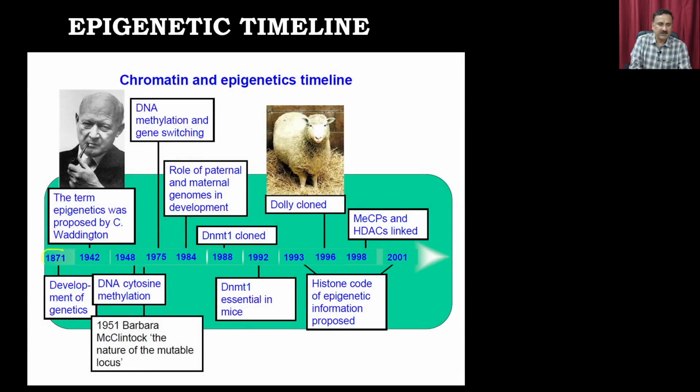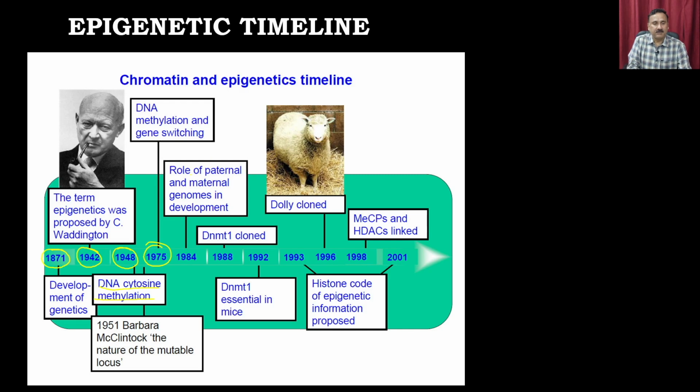Now, how did all this start? It started with the study of genetics in the year 1871. There was the development of a field called genetics, and then epigenetics, the term coined in 1942, and then in 1948, DNA modifications were discovered. One of the modifications was DNA methylation. Then in 1951, Barbara McClintock discovered the nature of the mutable locus. And then DNA methylation and gene switching were discovered in 1975.